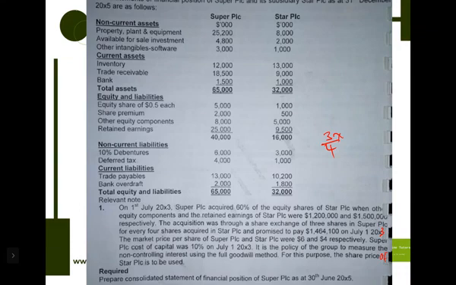Then prepare the consolidated statement of financial position. If not because of time, I would have taken us back to what we solved during the various forms of subsidiary acquisition, or what we call acquisition of subsidiaries, where I actually demonstrated the various ways by which a subsidiary company is acquired by the parent company.